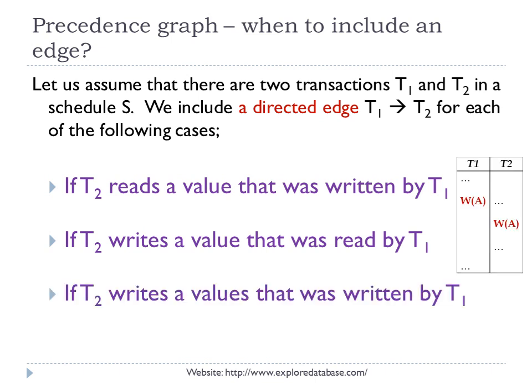As a third case, if T2 writes a value that was written by T1, that is, both are write operations, write instructions. In this case also, we include a directed edge T1 to T2.